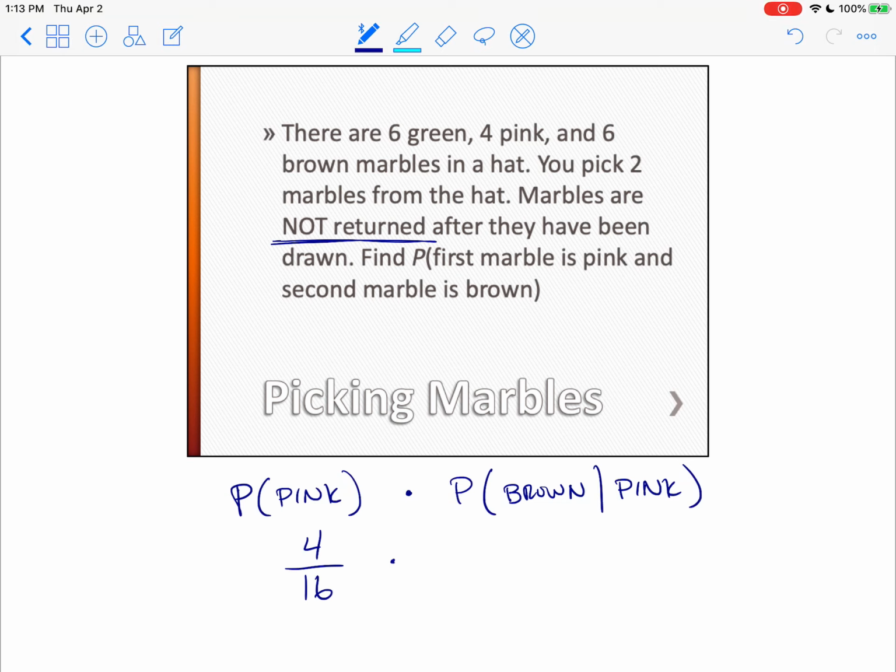However, now picking out a brown marble, given that a pink one was picked first and not put back in the hat, there are 6 brown marbles in the hat, but how many marbles are really in the hat now? We took one out. There aren't 16 marbles in the hat anymore. Now there are only 15 marbles in the hat.